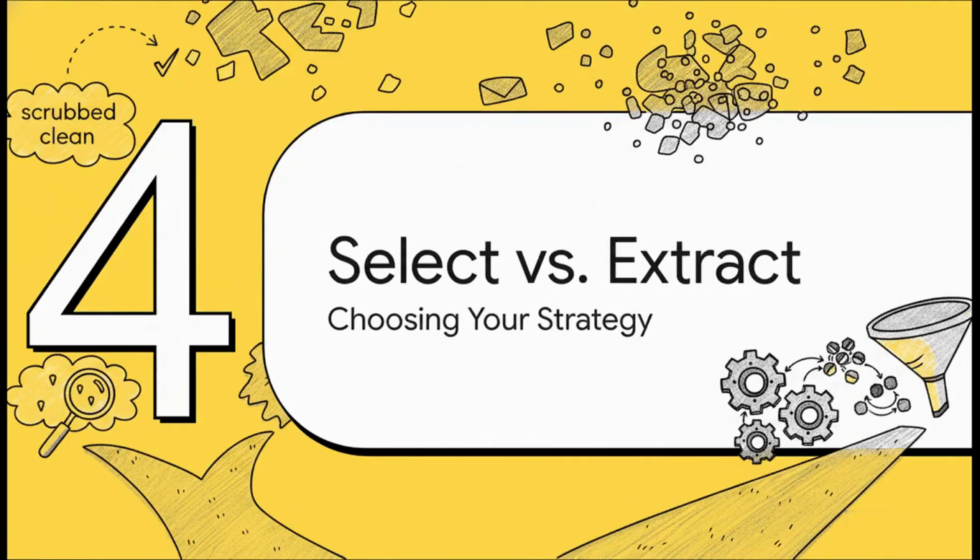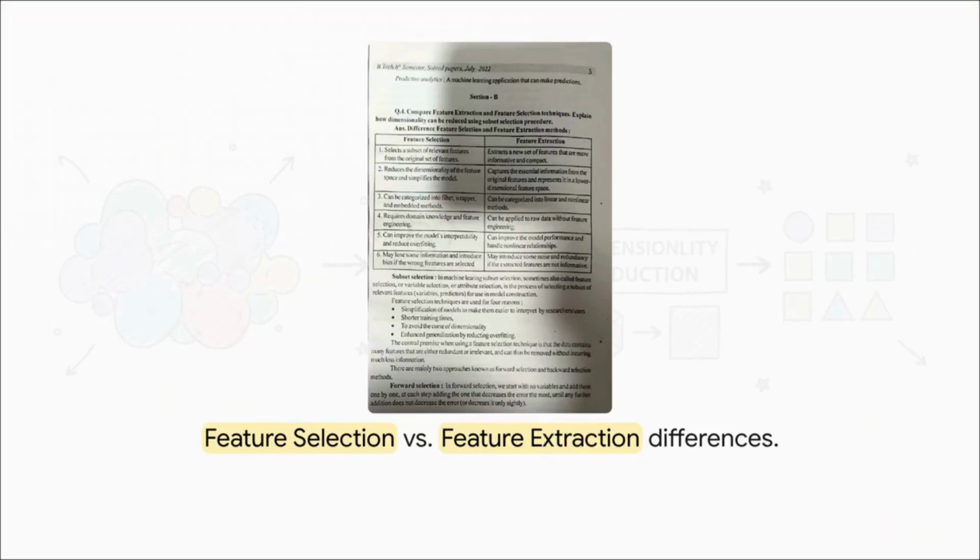How do we choose our strategy? The differences between these two strategies are literally night and day. Feature selection is pretty much exactly what it sounds like. You evaluate all your current features, and you simply select a subset of the most relevant ones, throwing the rest straight in the trash. You keep the original features, you're just using fewer of them. Feature extraction, on the other hand, is way more radical.